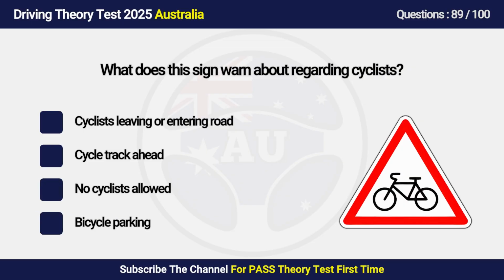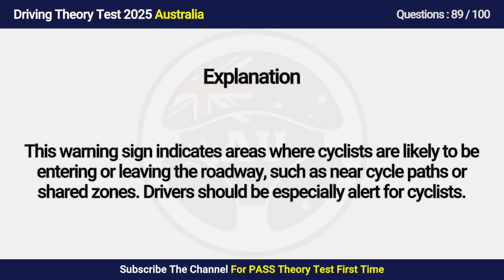A, cyclists leaving or entering road. B, cycle track ahead. C, no cyclists allowed. D, bicycle parking. Answer is A, cyclists leaving or entering road. This warning sign indicates areas where cyclists are likely to be entering or leaving the roadway, such as near cycle paths or shared zones. Drivers should be especially alert for cyclists.